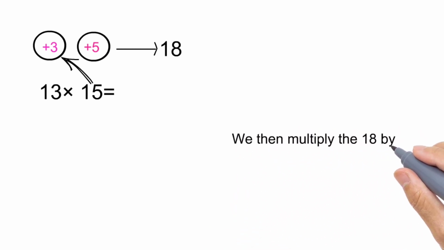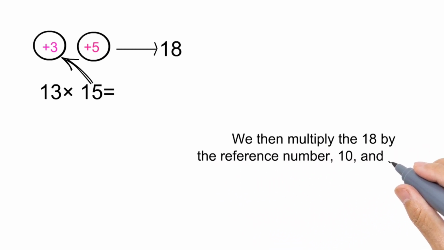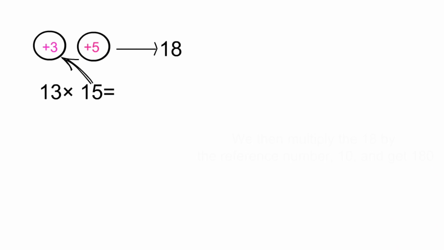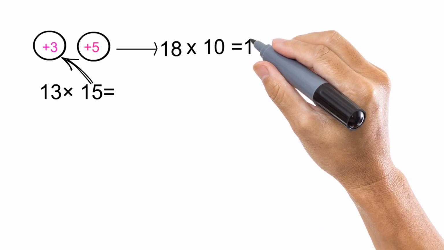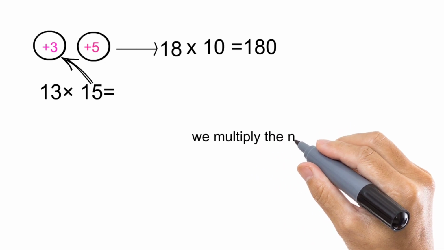Then we have to multiply the 18 by our reference number 10. So, 18 into 10 will get 180.